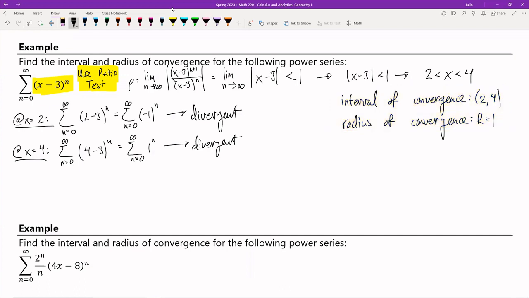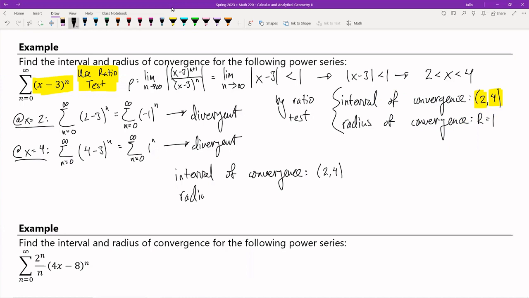In terms of notation, these intervals of convergence were found by the ratio test. The problem became that we had to check these endpoints to see if they converged at the endpoints. That's what the x equal 2 and the x equal 4 were doing. We notice that both of those are divergent. So, final, my interval of convergence is going to be (2, 4), and the radius of convergence is going to be 1.